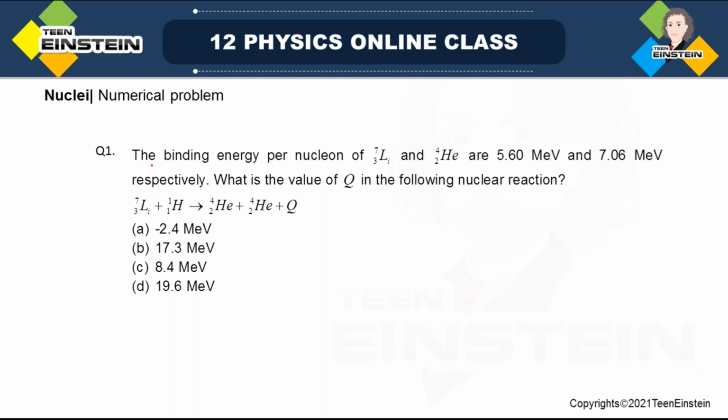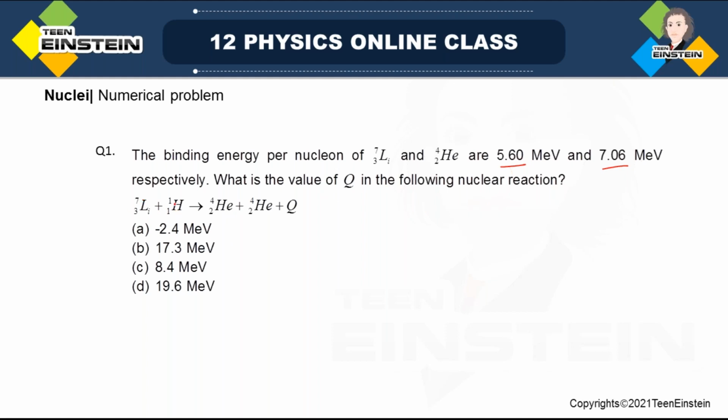So the first question, if you read: the binding energy per nucleon of lithium and helium are respectively given as 5.6 mega electron volt and 7.06 mega electron volt respectively. What is the Q value in the following nuclear reaction? So you look at the nuclear reaction over here.